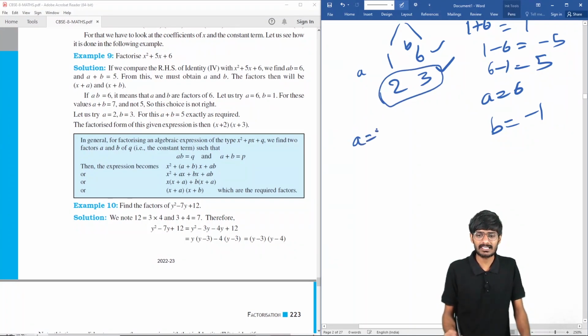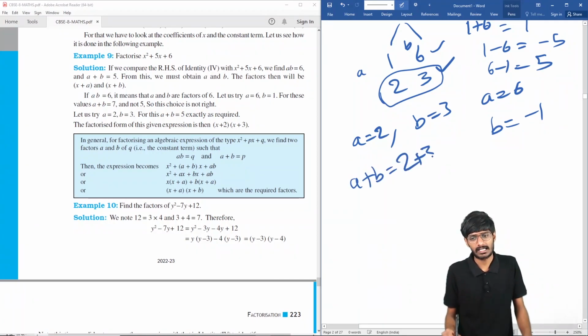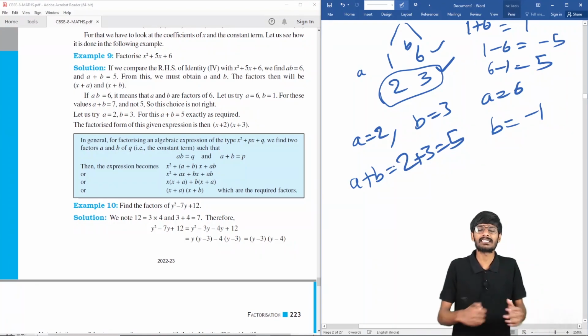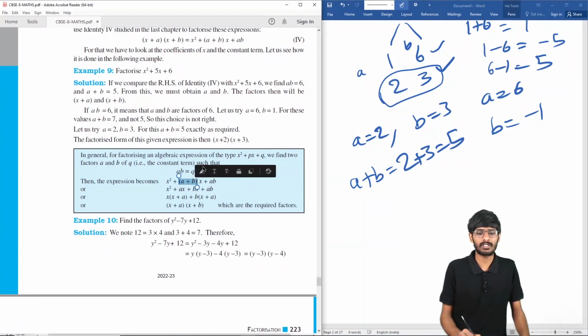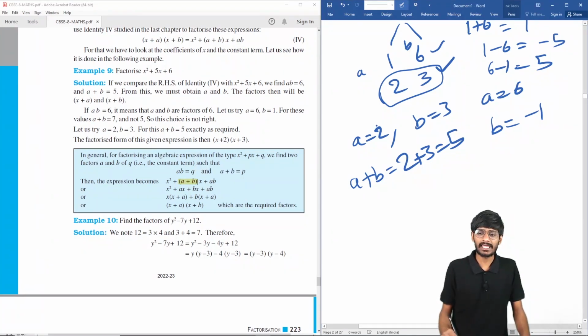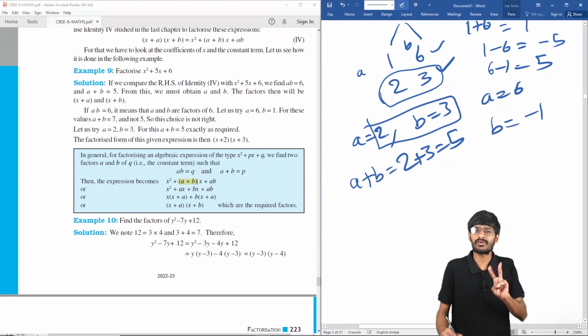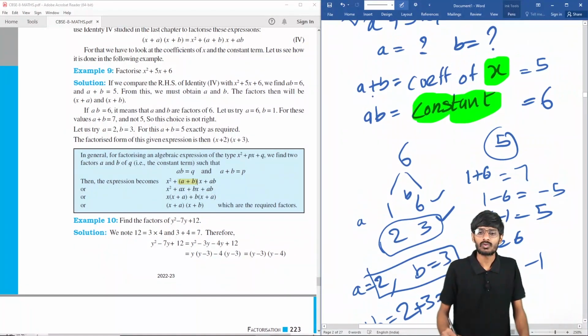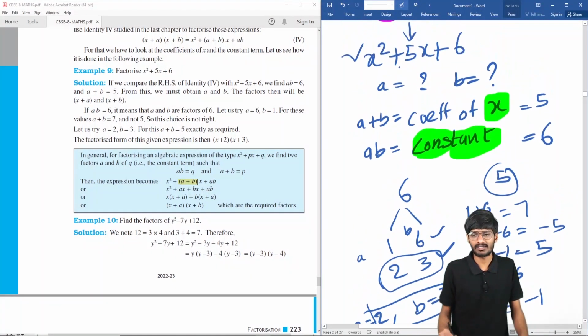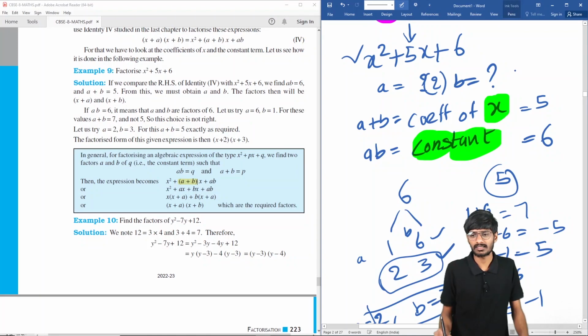If you take A as 2 and B as 3 and add them, that is A plus B, it is giving 2 plus 3, that is equal to 5. Simply by adding it is giving 5. And here also the formula is A plus B only. So we can take 2 and 3 as the two factors for 6. So the A and B values are 2 and 3.